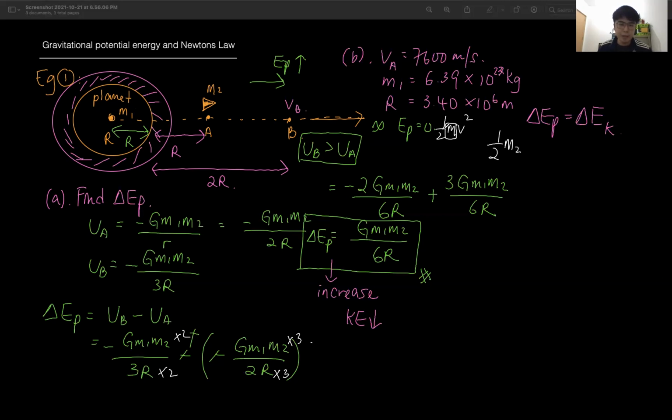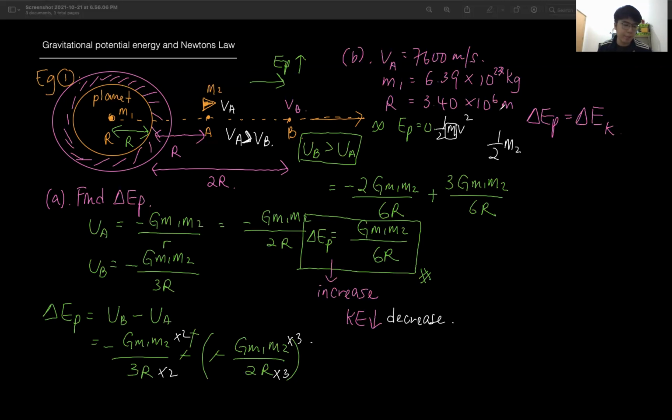And which speed is greater? Is it at A or is it at B? VA and VB. Which speed is greater? VA would be greater than VB. Why? Because if the gravitational potential energy increases, kinetic energy decreases, right? So kinetic energy decreases, that means the velocity at B is smaller than the velocity at A. So VA is bigger than VB.